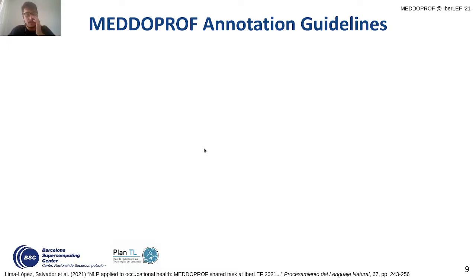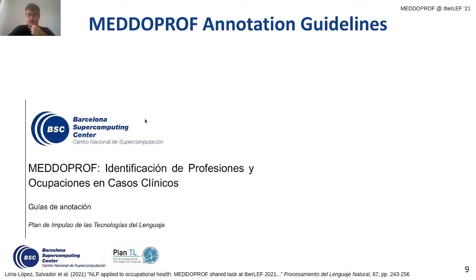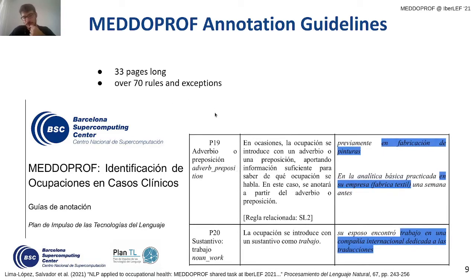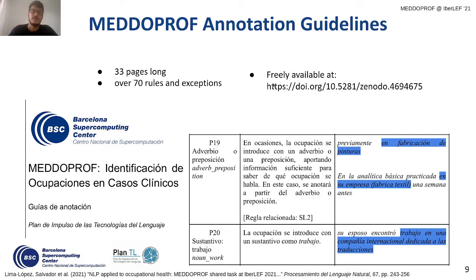In order to annotate the MEDDOPROF Gold Standard Corpus, we created from scratch annotation guidelines that describe how this topic should be approached. This is a picture of the guidelines, which are around 33 pages long, and there are over 70 rules and exceptions. Here's an example of what the rules look like. They have a small title, an explanation, their link to other rules, and some examples that are color-coded. If you want to take a look at the annotation guidelines, you can also download them from Zenodo.